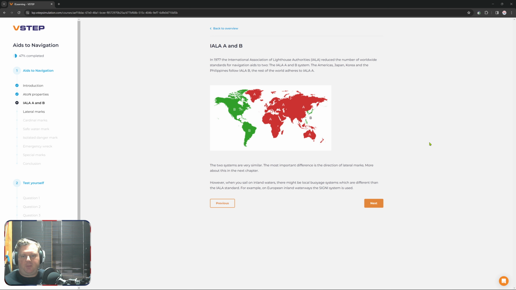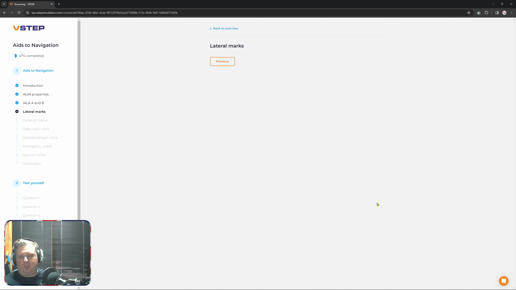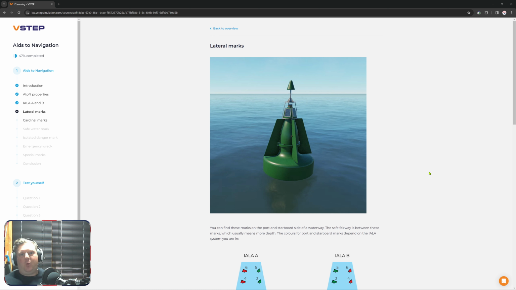So, why do they have to be so awkward, I wonder? The two systems are very similar. The most important difference is the direction of lateral marks. More about this in the next chapter. However, when you sail on inland waters, there might be local buoyage systems which are different than the IALA standard. For example, on European inland waterways, the SIGNI system is used. Okay, why are they being so awkward? Let's just have one universal system that everybody knows and nobody gets confused. Wouldn't that be easier?